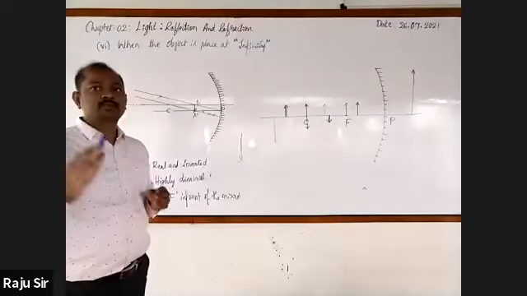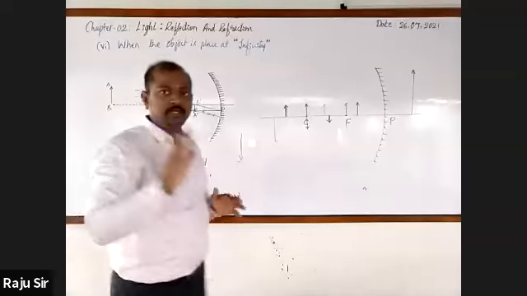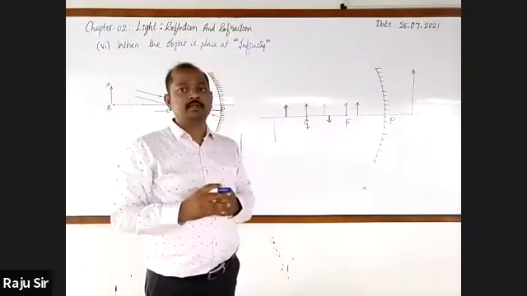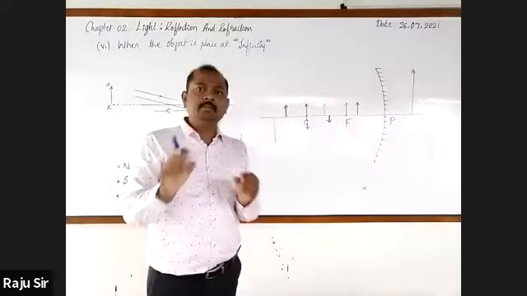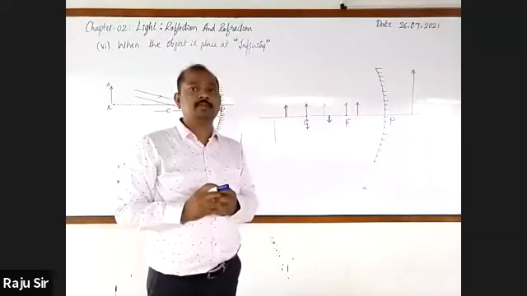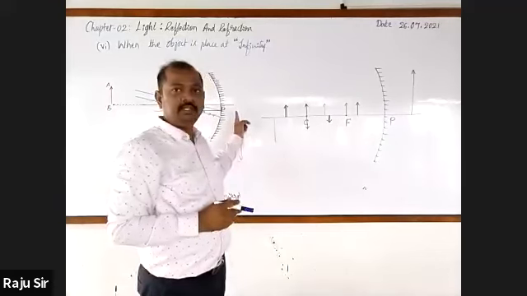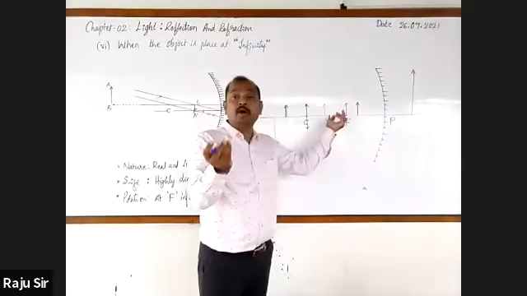Now, just one simple question. The focal length of the mirror is 20 centimeters. To get a highly diminished image, where should the object be placed? At infinity. Actually, at infinity, we get a point image.